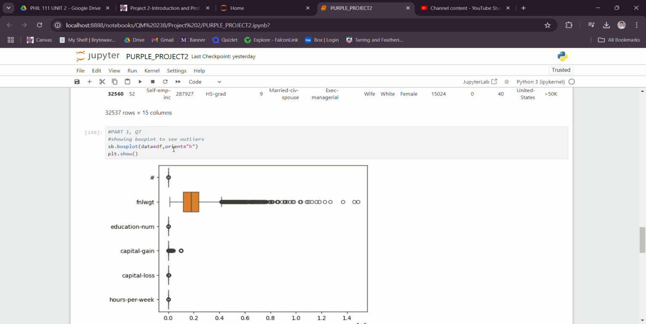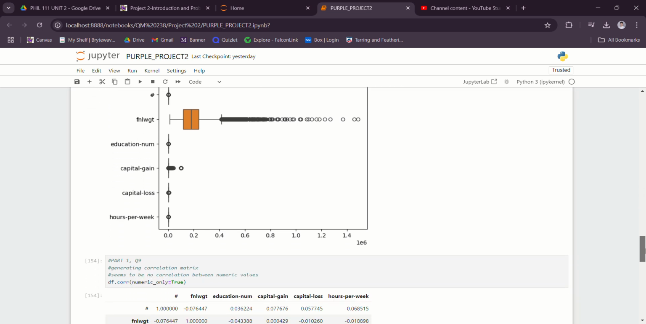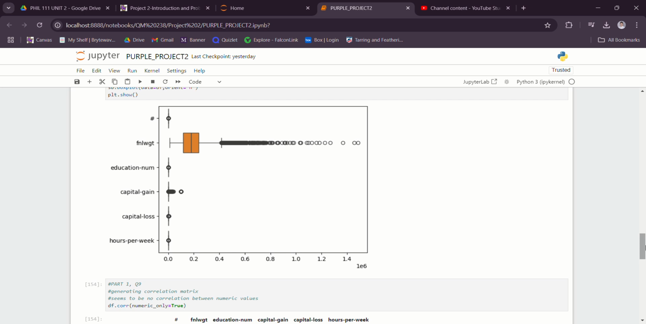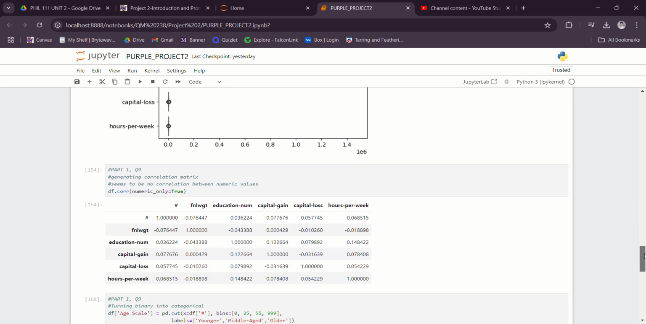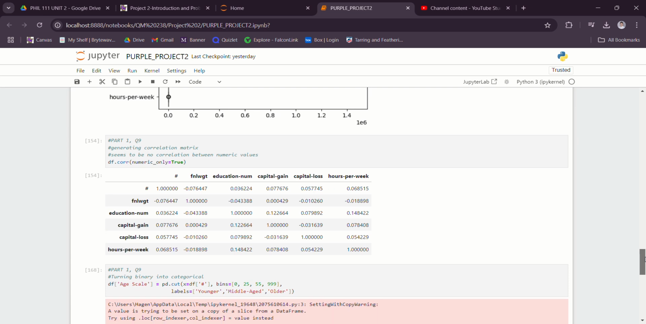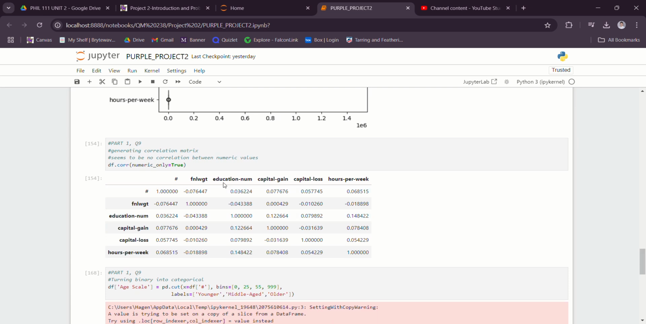Then I used, like I said before, the .boxplot function and the plt.show function, which gave me my box plot. As you can see, most of the outliers are in the final weight attribute. Then I generated my correlation matrix to see if there was any correlation. However, I found there was not much correlation between numeric values.